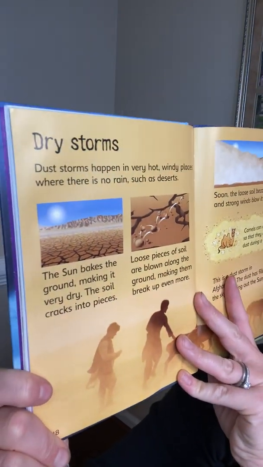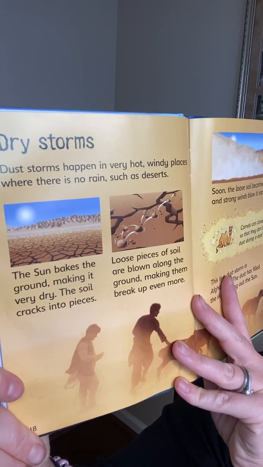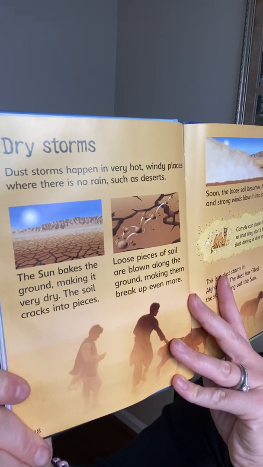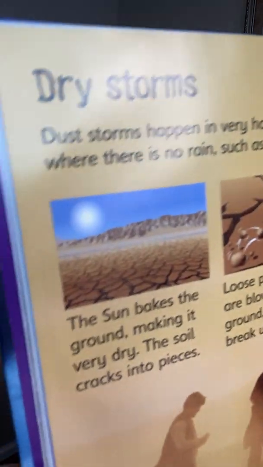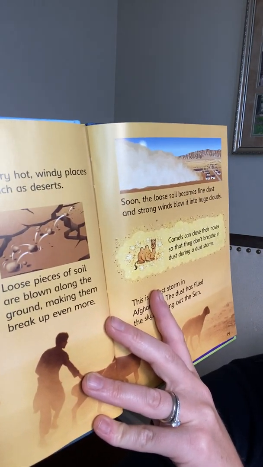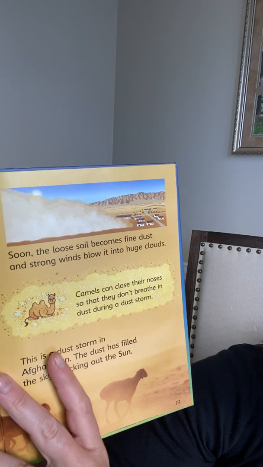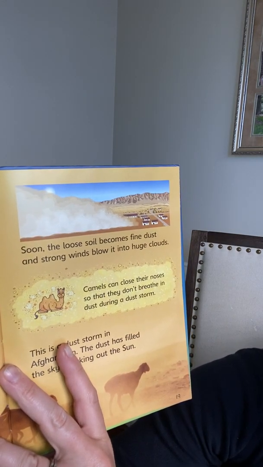Dry storms. Dust storms happen in very hot, windy places where there is no rain, such as the desert. The sun bakes the ground, making it very dry. The soil cracks into pieces, which you can see there. Loose pieces of soil are blown along the ground, making them break up even more. Soon, the loose soil becomes fine dust, and strong winds blow into huge clouds.